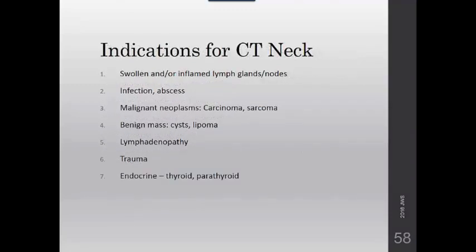The indications for CT soft tissue neck include swollen or inflamed lymph glands or nodes, infection, abscess, which is the most common one, malignant neoplasms such as a carcinoma or sarcoma, benign masses such as cysts or lipomas, lymphadenopathy, trauma, and endocrine glands like the thyroid or the parathyroid. A lot of times you're going to do this in children, who can get an abscess in the soft tissues of the neck like this. Pretty common.